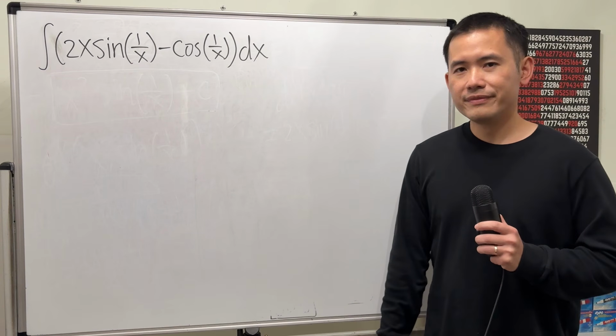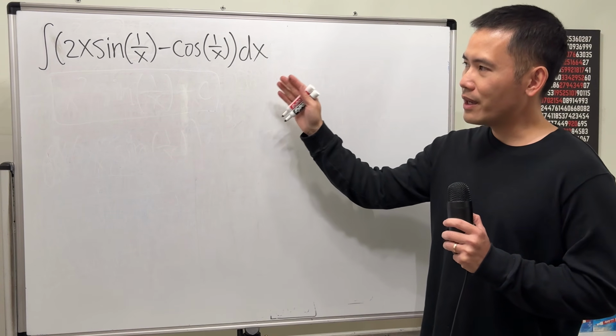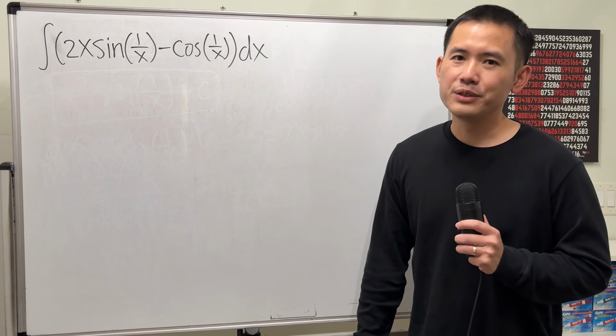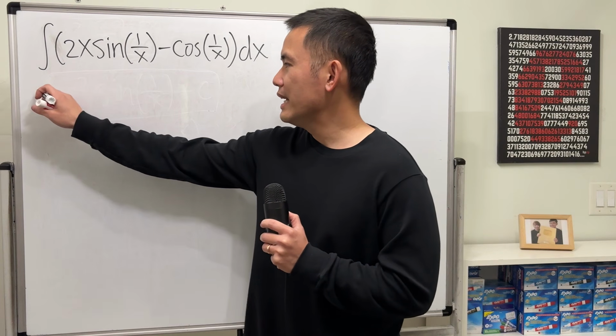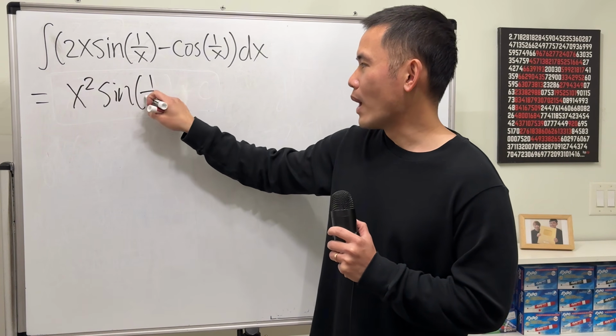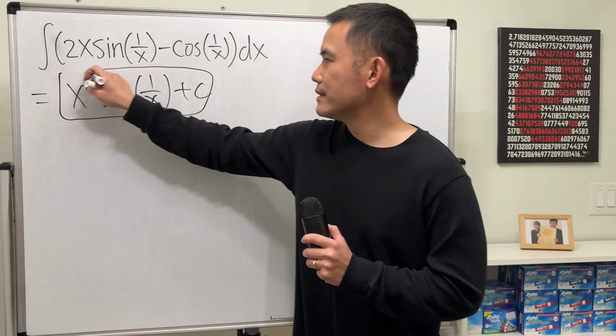I just thought about this fine integral for you guys. And for this one, you can really solve it within 5 seconds if solving integrals is your second nature. And I think some of you guys might see this already. The answer is just equal to x squared times sine of 1 over x. And of course, don't forget the plus c.